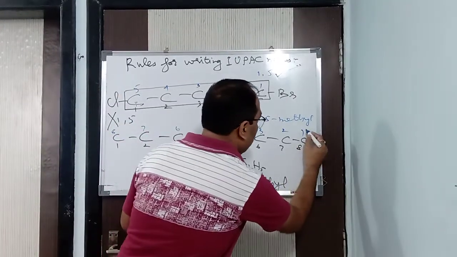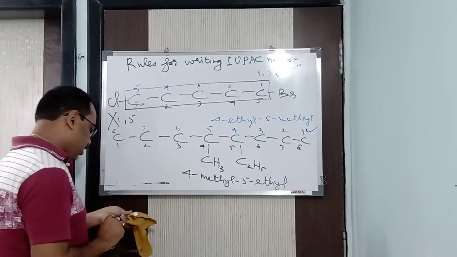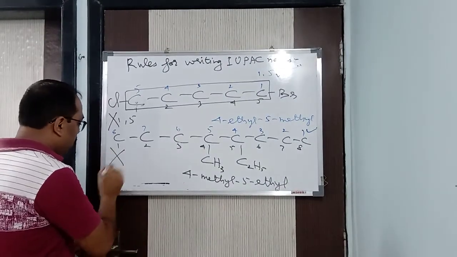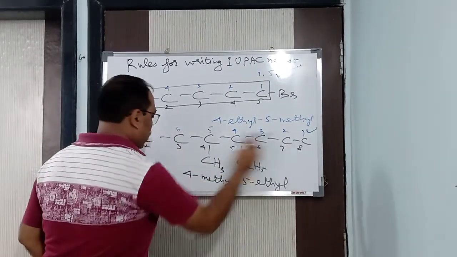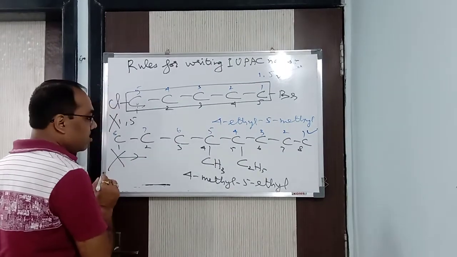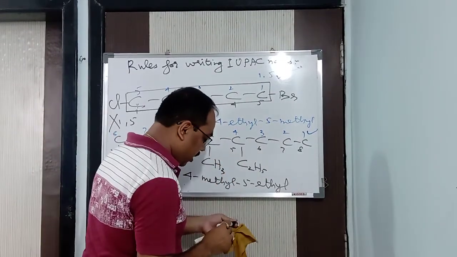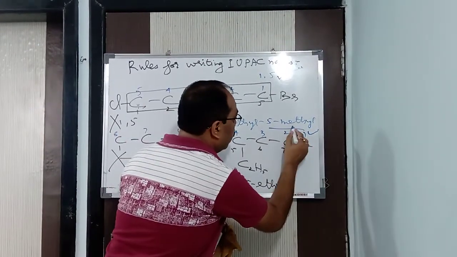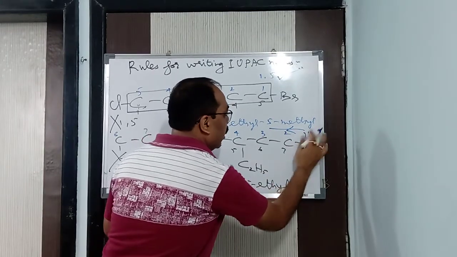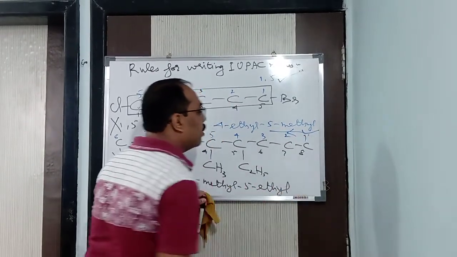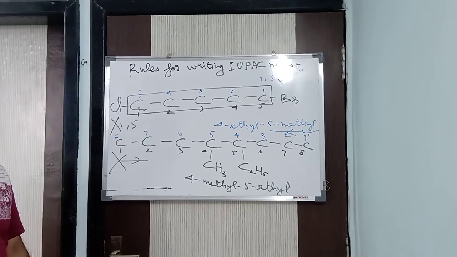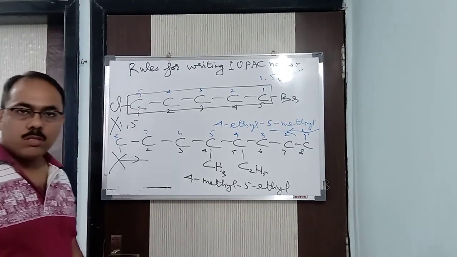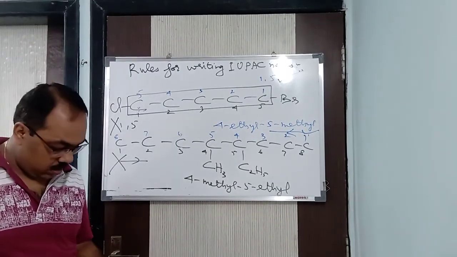Then which is correct? This one is correct and this one is wrong. We will not count from this direction. We will count from this direction, from the blue one. From the blue end we will start the counting. This is absolutely correct. Correct? Okay? Understood the rules for writing the IUPAC name today? Thank you very much.